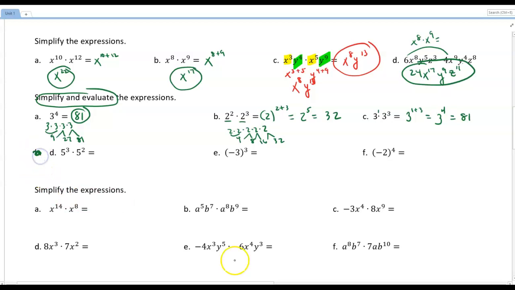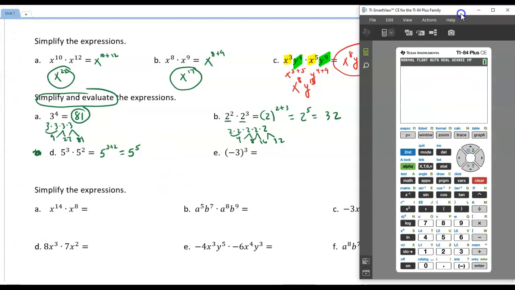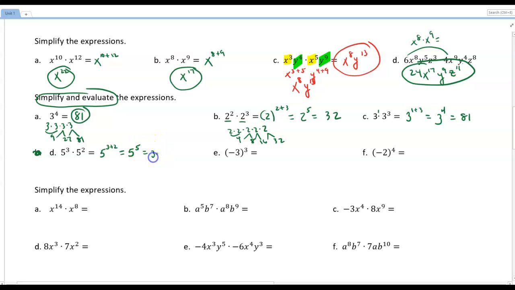Okay, letter D. I'm going to simplify this by adding the exponents to get 5 to the 5th power. So if I had to evaluate 5 to the 5th power, I'd go to my calculator, I'd hit 5, the caret key, and 5, hit enter, and that would give me 3,125.